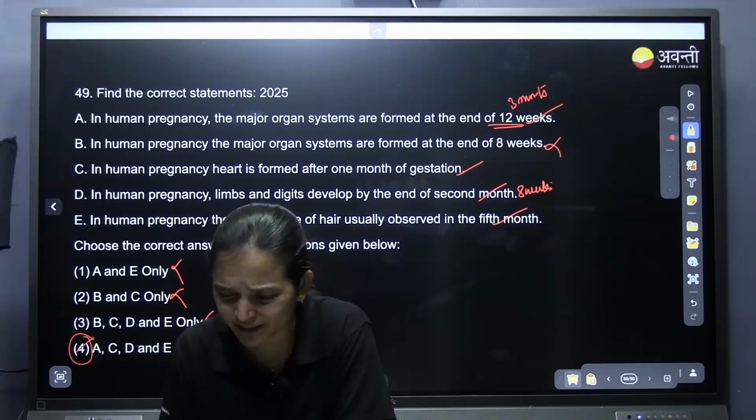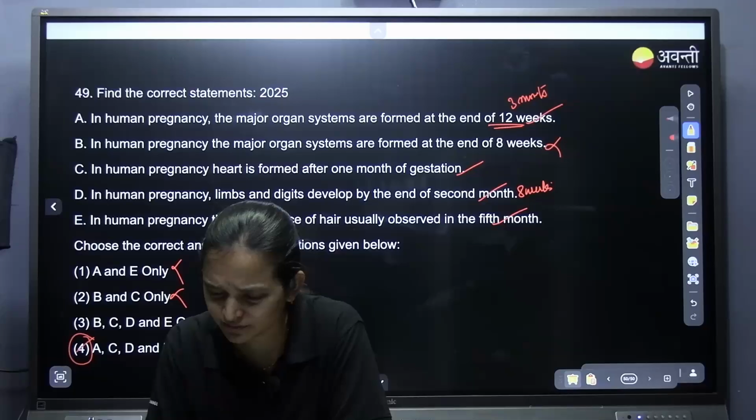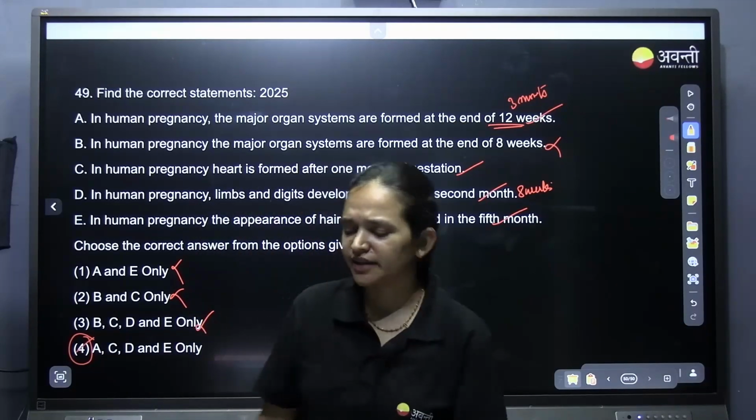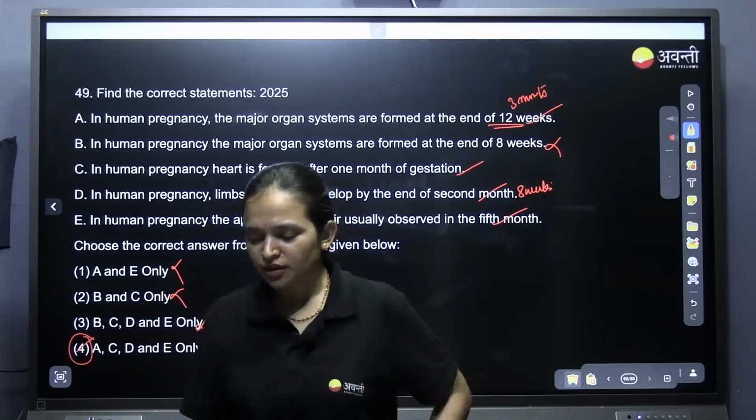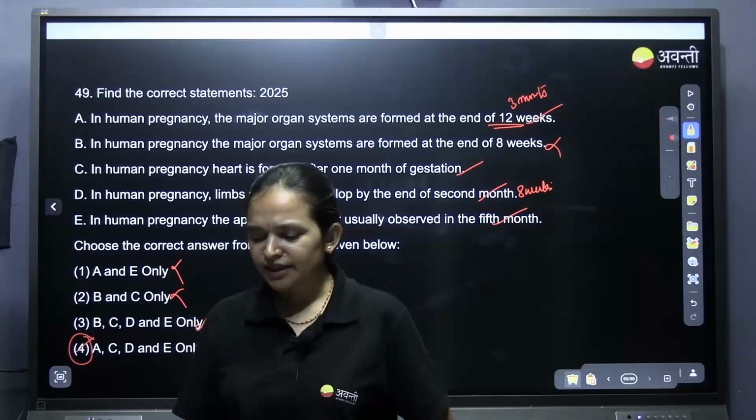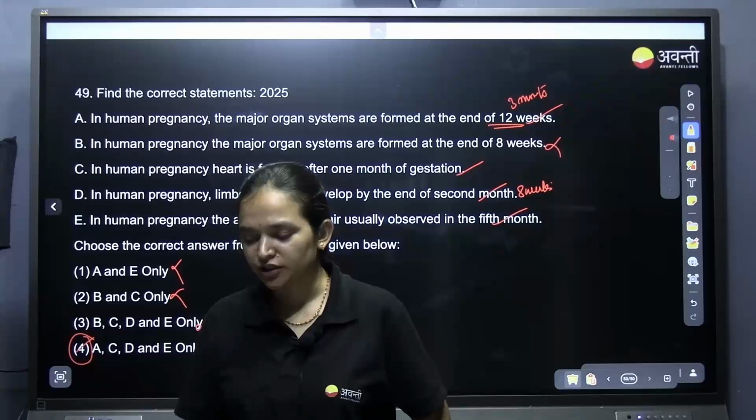Any doubts, or did I confuse you? In some of the previous questions you can see that it is given as ovum, but I think in the latest ones they might have changed it to secondary oocyte.